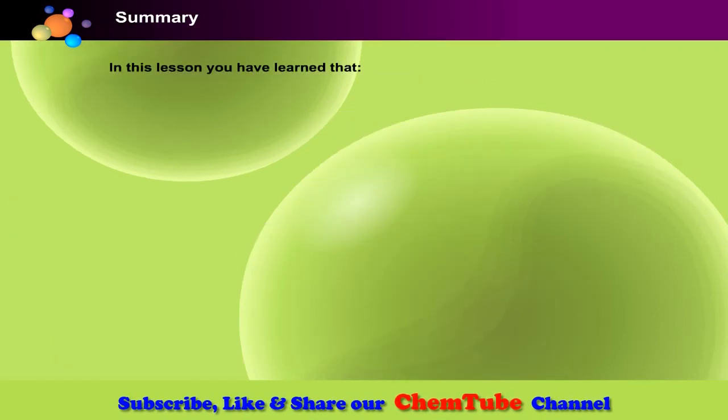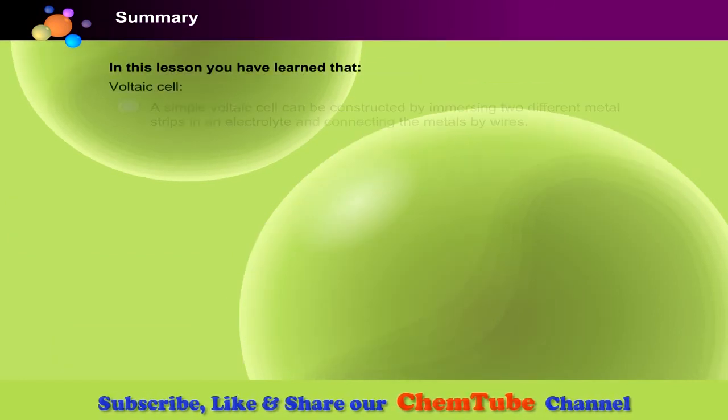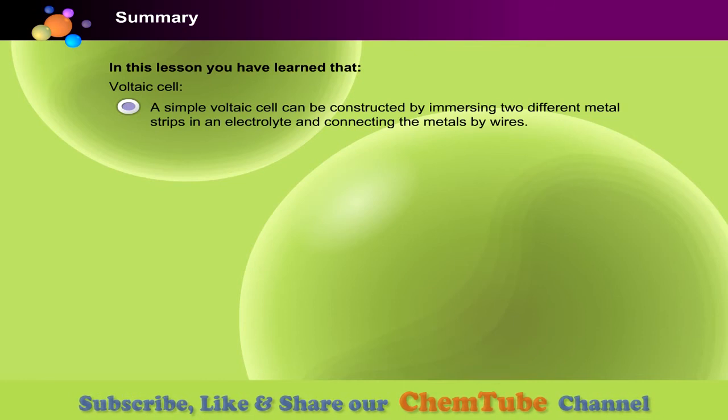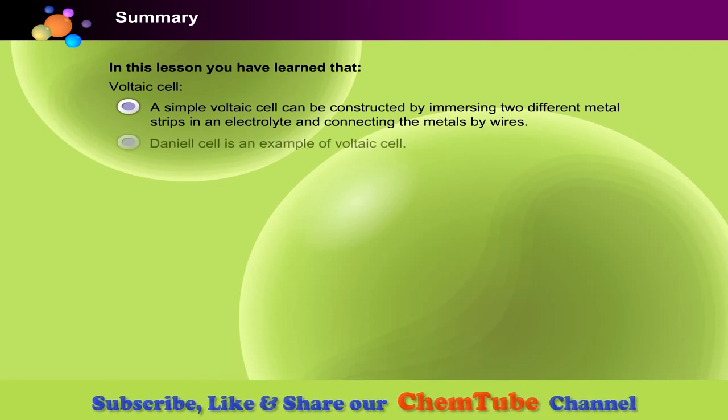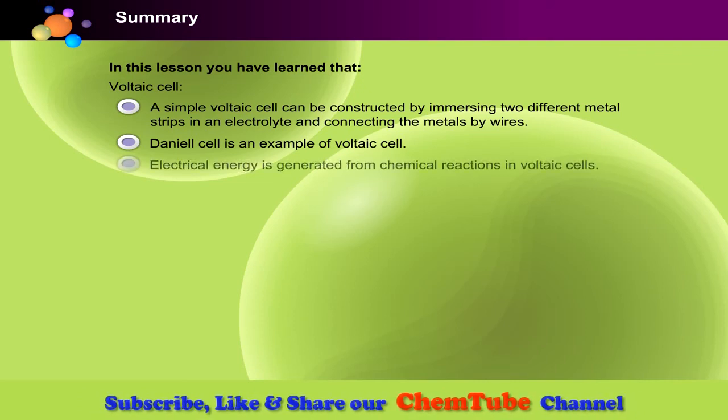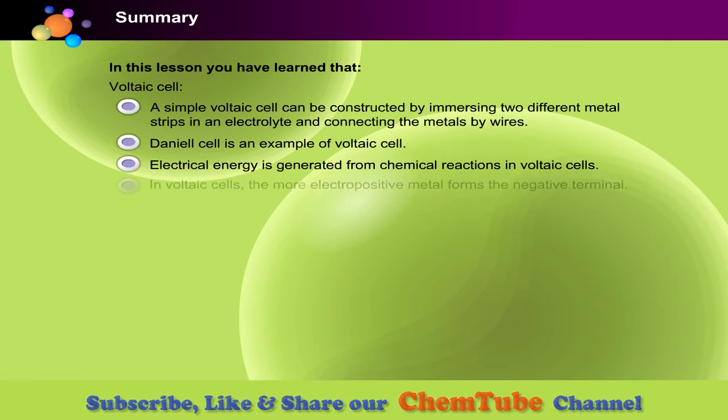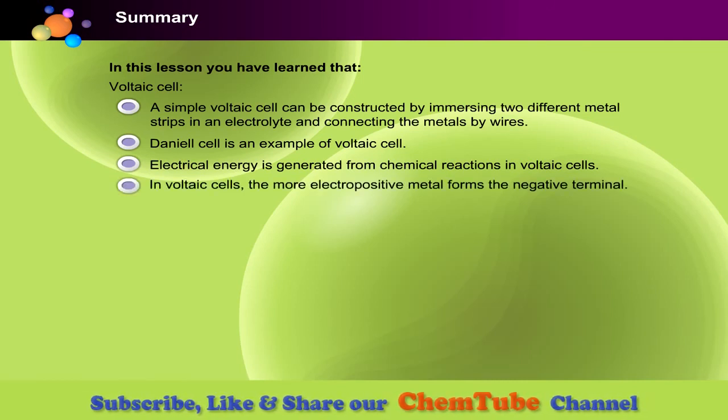In this lesson, you have learned that a simple Voltaic cell can be constructed by immersing two different metal strips in an electrolyte and connecting the metals by wires. Daniell cell is an example of Voltaic cell. Electrical energy is generated from chemical reactions in Voltaic cells. In Voltaic cells, the more electropositive metal forms the negative terminal.